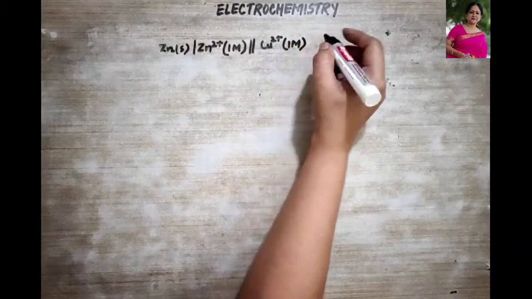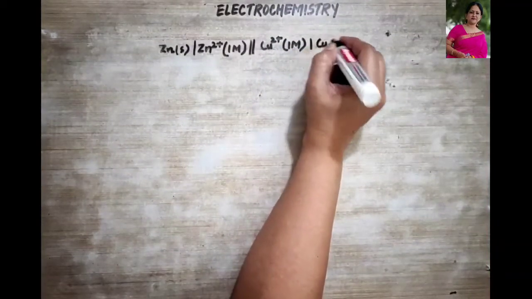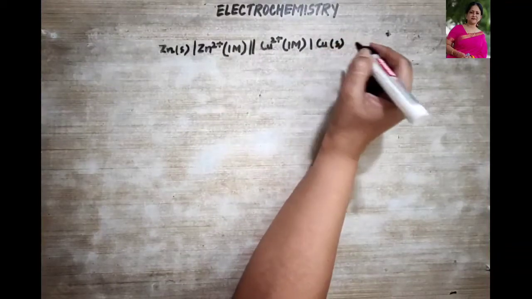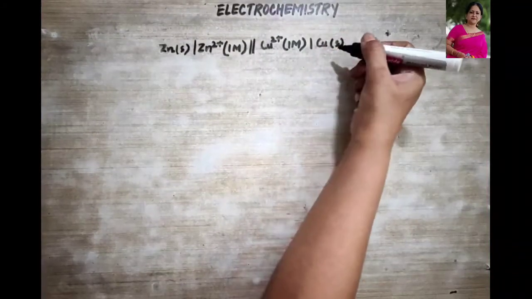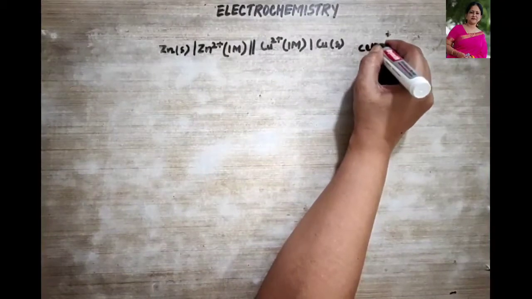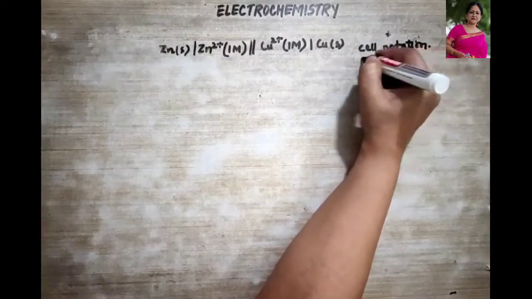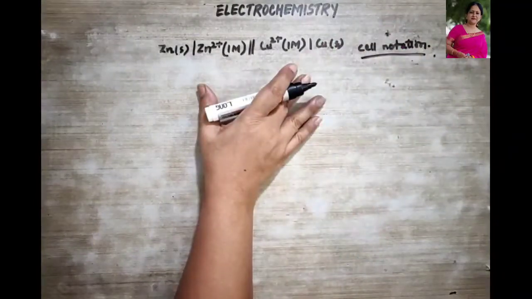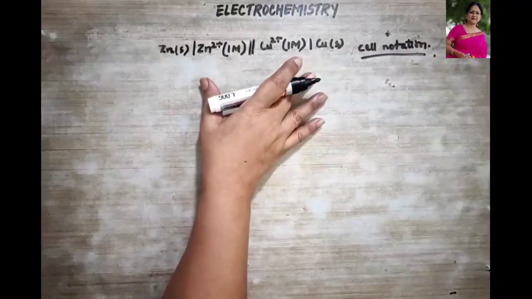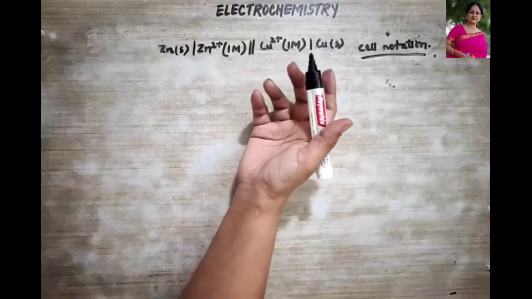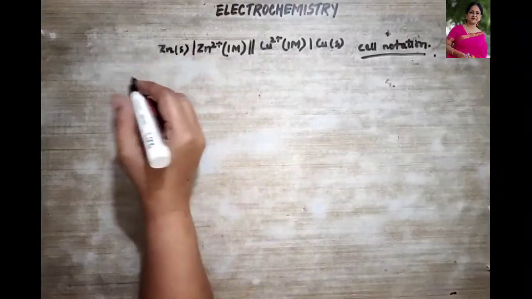This is the concentration changes to copper solid. Okay, so this is called the cell notation. This is how it is written. So this cell representation can also be understood like this. The whole thing I can show it to you.